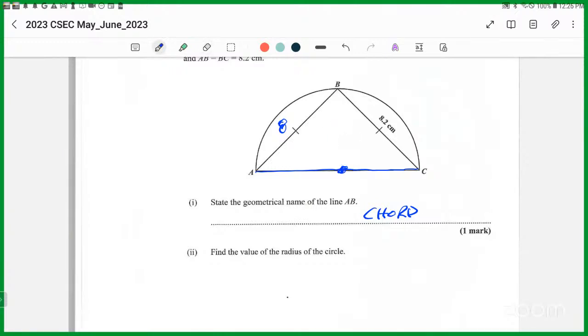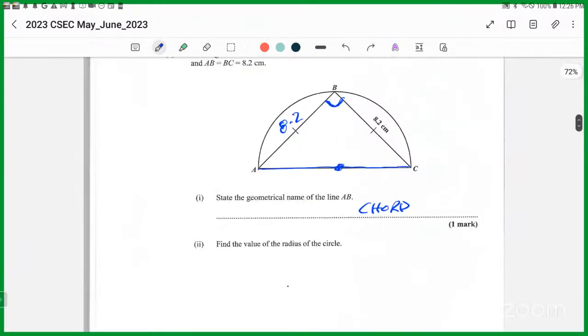But let's say we're working in this triangle now. This is 8.2. Let's say we're using Pythagoras' theorem and trying to find this side first. And we could find the radius straight off the bottom now. It's recognized that this diameter is 2 times the radius. That's how we could do it.